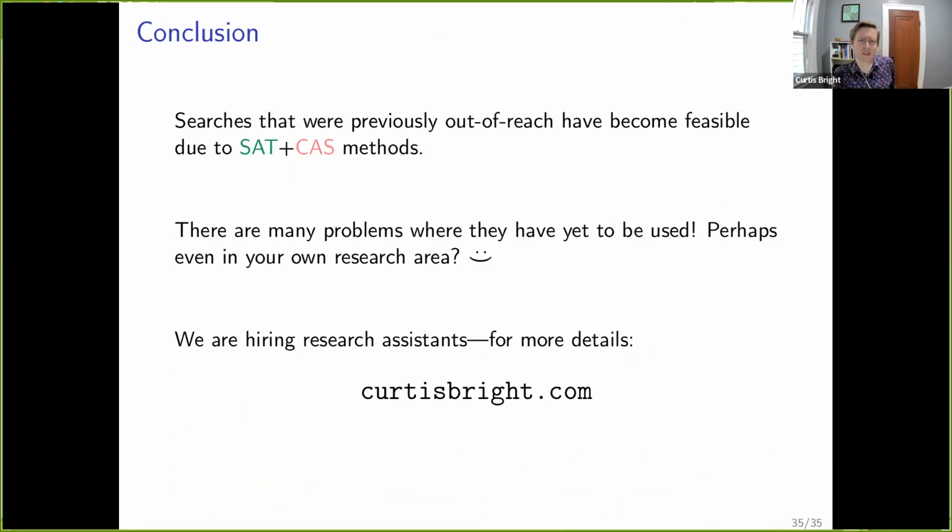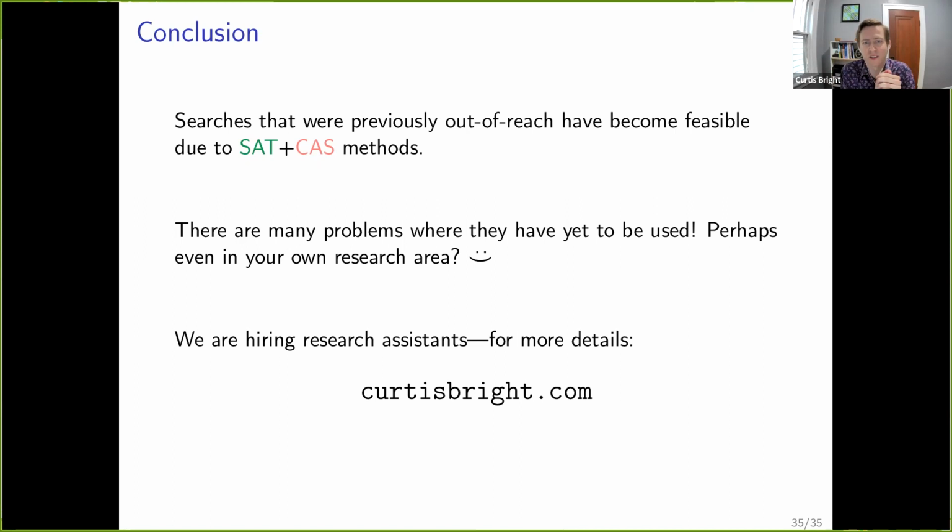Okay, so just one slide on conclusion here. I hope I've convinced you that searches that were previously out of reach have now become feasible because of this sort of techniques, right? So the exciting thing is that there's a lot of low-hanging fruit here, right? Because only in the last several years have we had the technology to put these 2 technologies together.